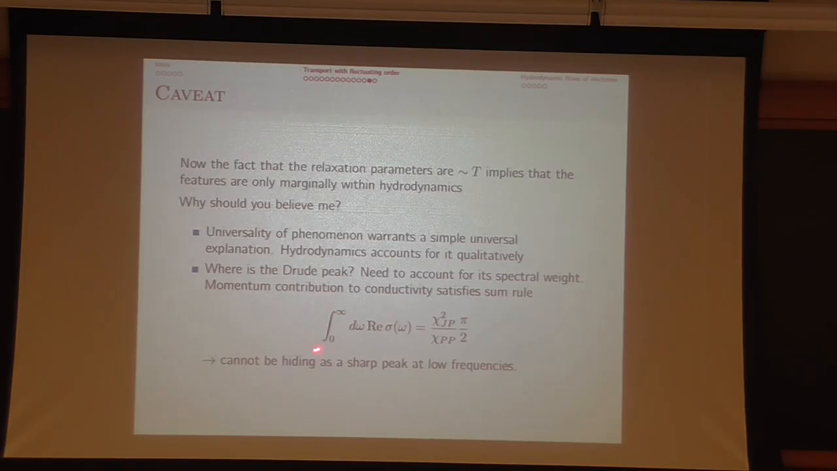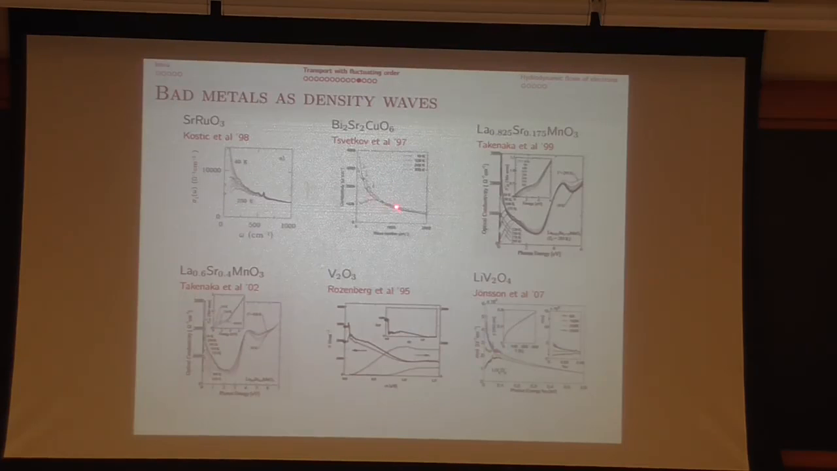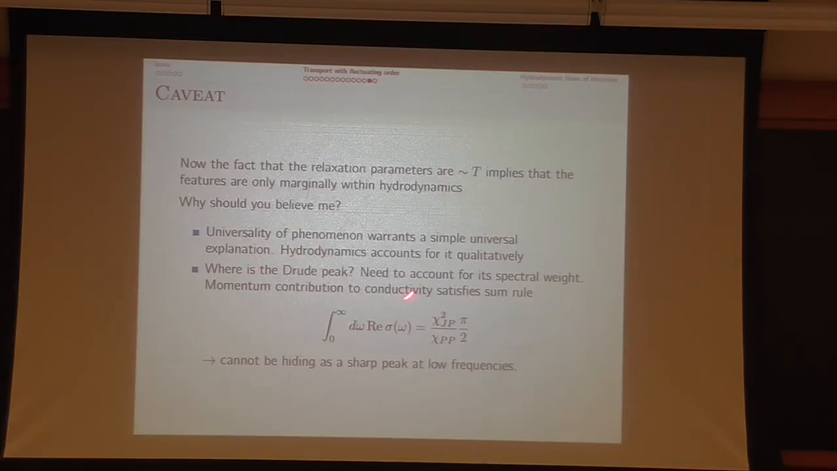And a slightly better argument is that even if hydrodynamics is not quite valid at these frequencies, which are of order temperature, it's definitely expected to be valid at lower frequencies. And so in particular, it would have to account for the absence of a Drude peak. Okay, so I don't see Drude peaks in these systems. And the contribution of momentum to the Drude peak satisfies a sum rule, so that the integral of the contribution of momentum to the conductivity is some constant. And so it can't hide at very low frequencies.